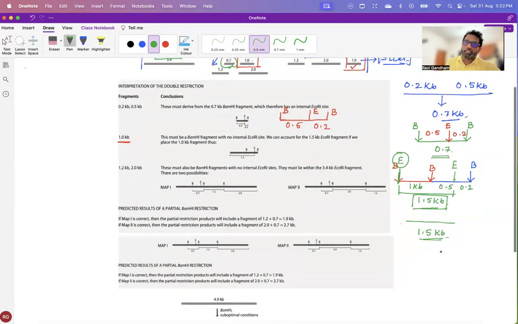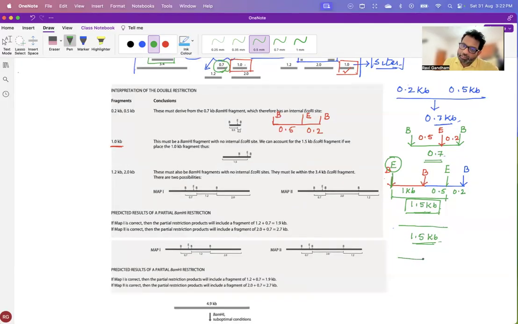So the end of the fragment is identified as, yes, if this is the end of the fragment here, I'll write it as END, end of the fragment here. And when you digest it with BamHI alone, right? I'm just drawing the BamHI sites alone. So what ideally you get, if this is BamHI, you should get a 1 kb fragment. Yes, right? And here, if you are digesting with BamHI, you should get a 0.7 kb fragment. That is what is the fundamental. That's what we have done till now.